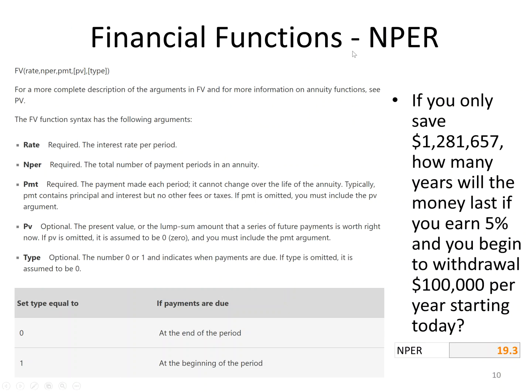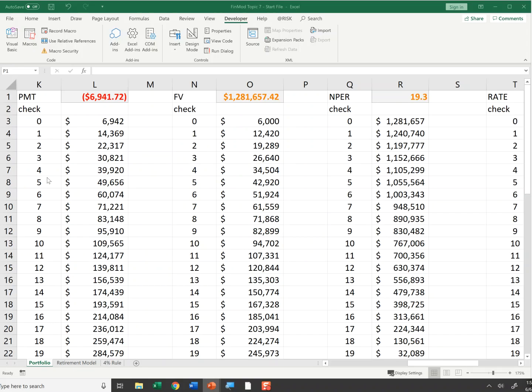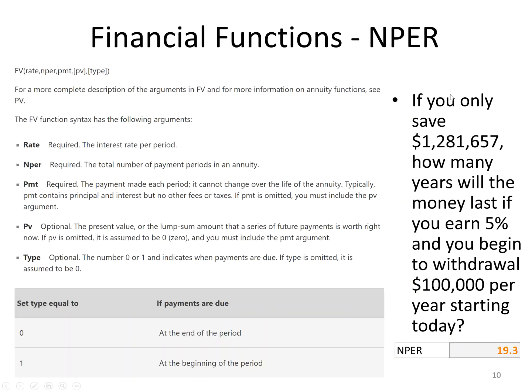The NPER function tells you the number of periods given the other parameters, rate, and so on. So if I go to my number of periods problem: if you only save the $1.28 million from the prior problem, how many years will the money last if you earn 5% and you begin to withdraw $100,000 per year starting today? So in other words, I now only have $1.28 million. I still want to withdraw my $100,000 a year at 5%. How many years will it last?